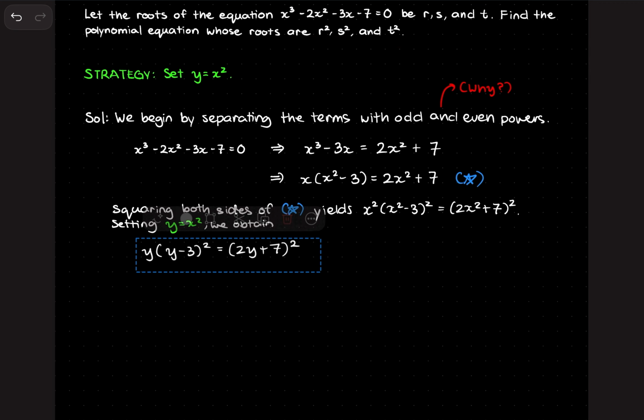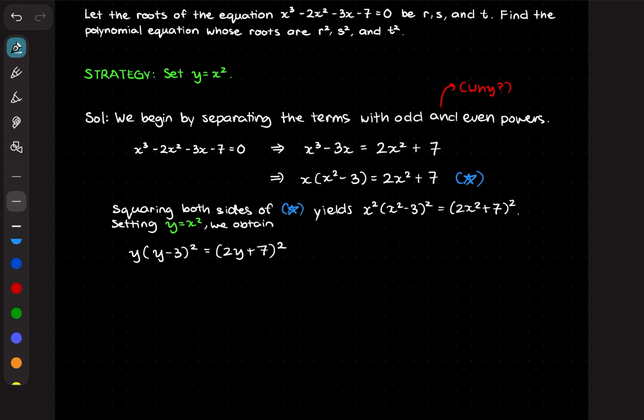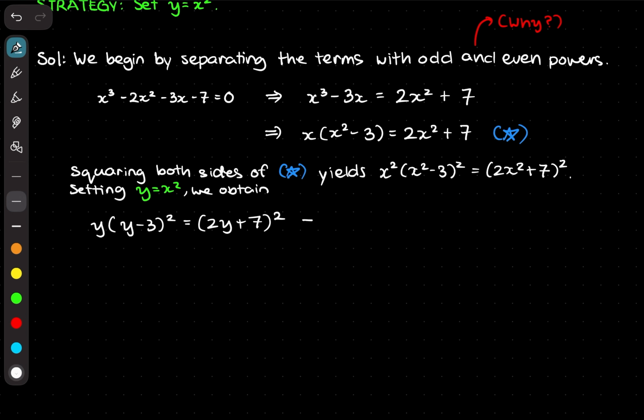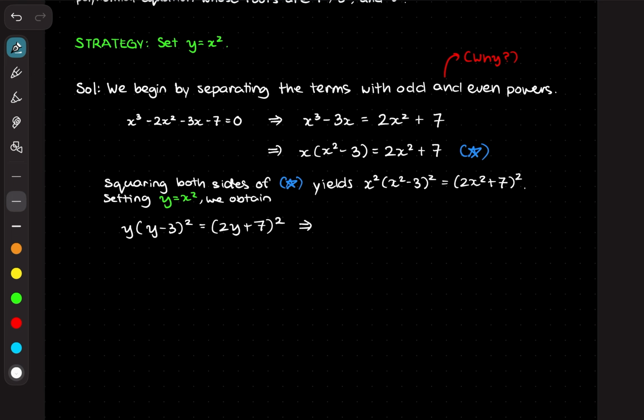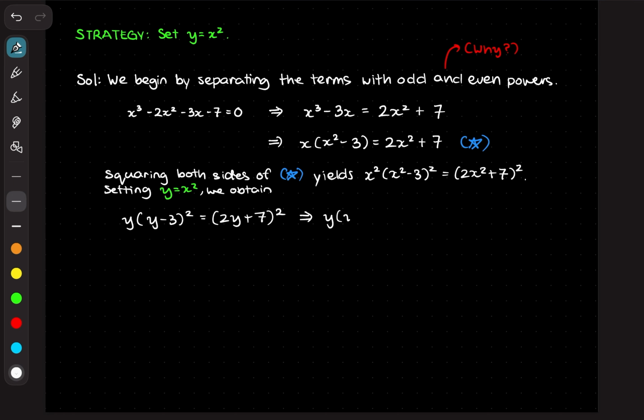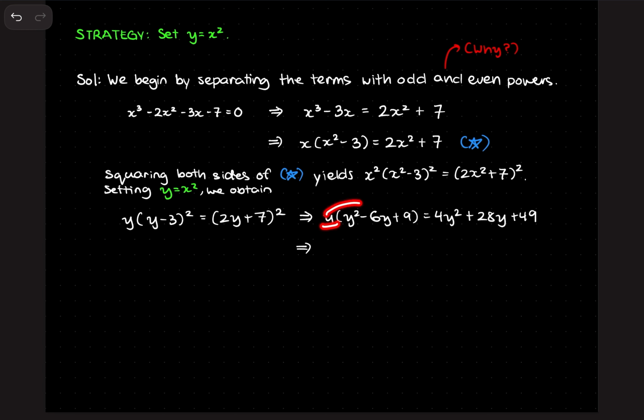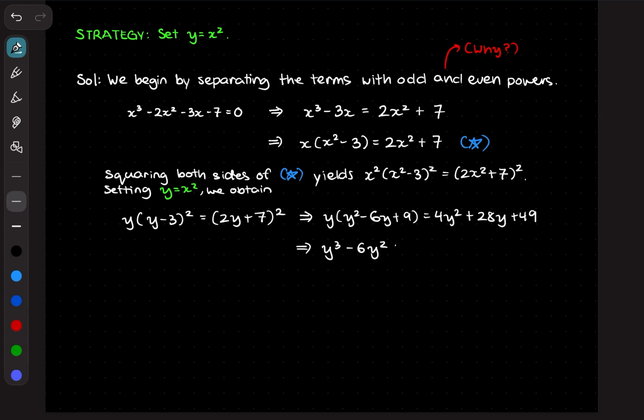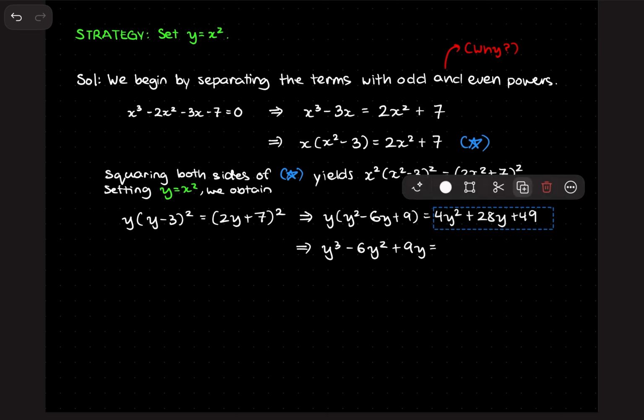All we need to do is to simplify this to make the equation look nicer, but you can actually stick with this one. So simplifying, we'll apply a square of a binomial. So we'll have here y times y squared minus 6y plus 9 equal to 4y squared plus 28y plus 49. And then just further simplification, distributing the y out here, we'll obtain y cubed minus 6y squared plus 9y equal to the right side of the equation. So let me just copy that one.